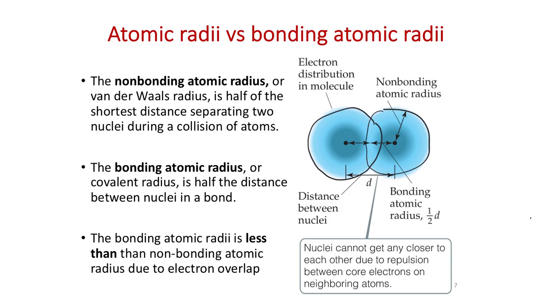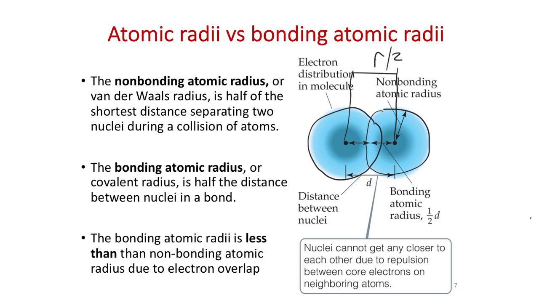So the key is that our bonding radius is half the distance between the nuclei. So if you take the nuclei distance here, the bond length, and divide it by 2, you're going to get the radius. If it's a diatomic molecule, if it's the same atom, then you can just cut the bond length in half, and that's the radius of each of the atoms in what we call the bonding atomic radii.